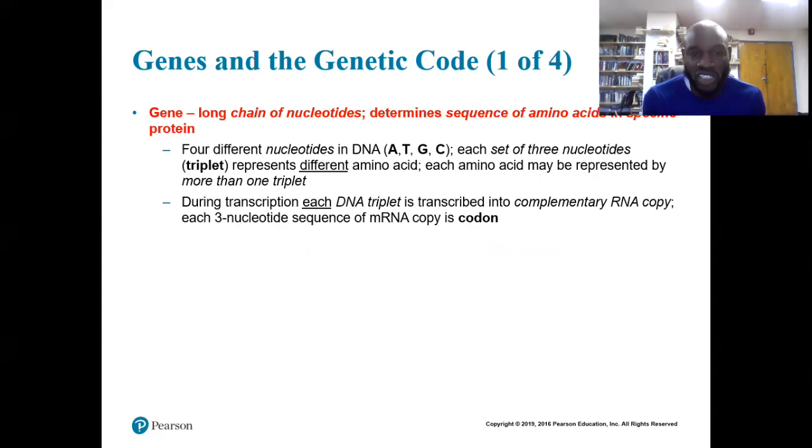So a gene is a long chain of nucleotides. A section of DNA determines the sequence of amino acids in a specific protein. Right? So remember DNA has 4 different nucleotides, A, T, G, C. Each set of 3 nucleotides represents an amino acid. Okay? During transcription, each DNA triplet is transcribed into RNA. Each 3 nucleotide sequence of mRNA copy is a codon.